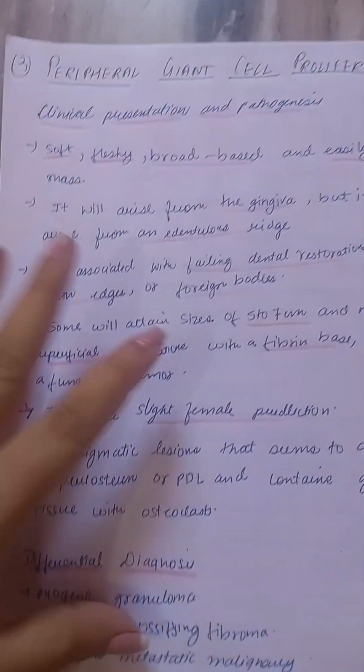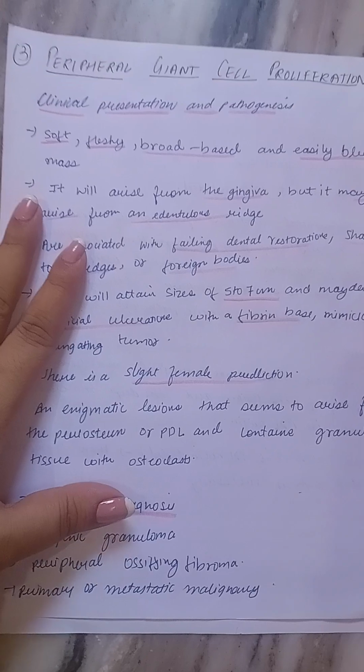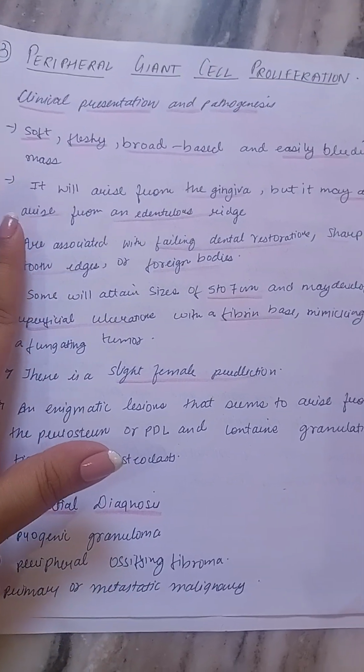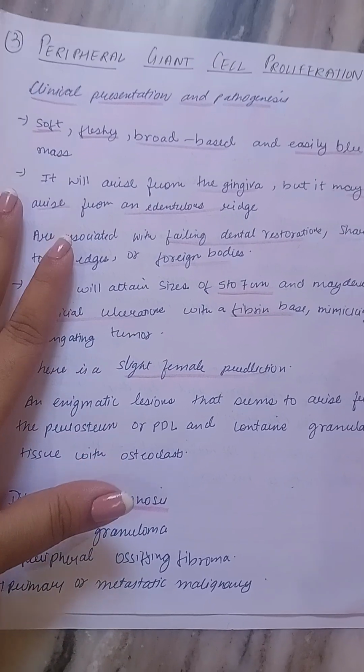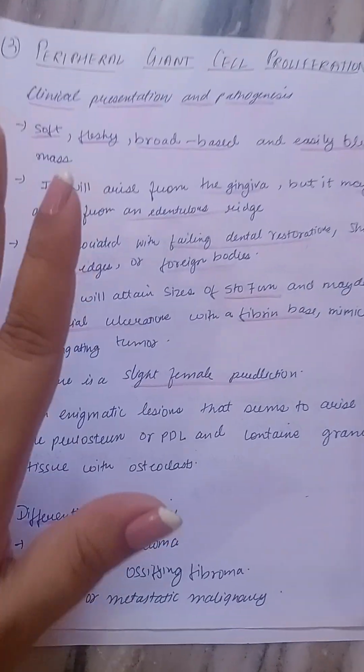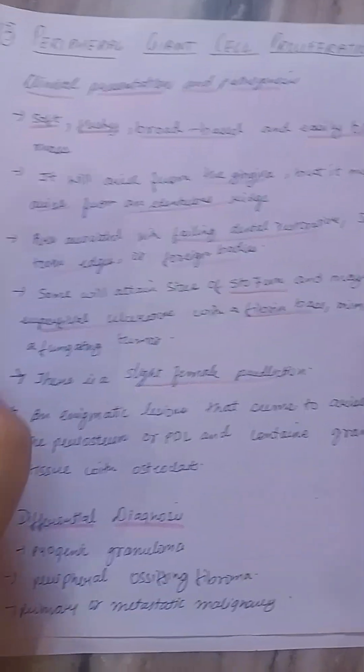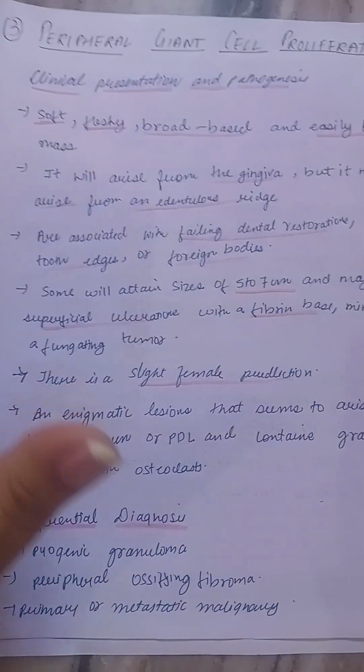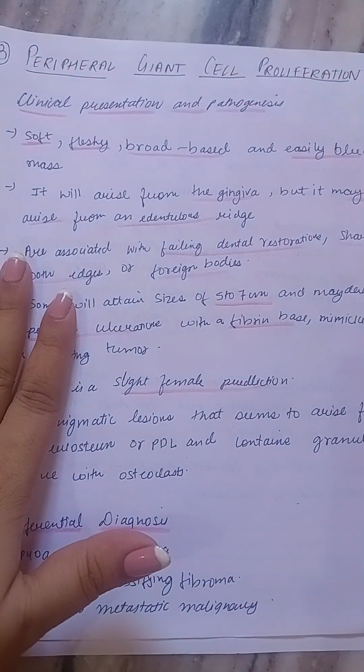We will be starting the triad of gingival mass, that is peripheral giant cell proliferation. Okay, we have completed pyogenic granuloma and peripheral ossifying fibroma. I hope these two terms are clear, and we'll be starting this peripheral giant cell proliferation in the next class.